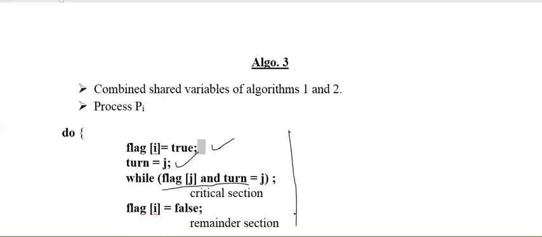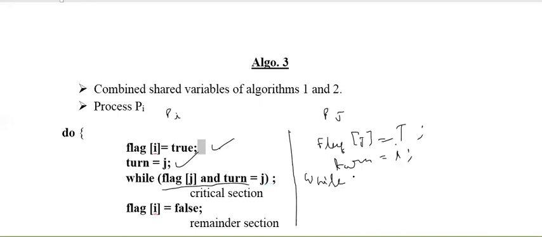Let's write the code of the next process also. This is for the Pi process. I'm going to write code for Pj so that we can easily check. That is flag j is equal to true, then turn i.